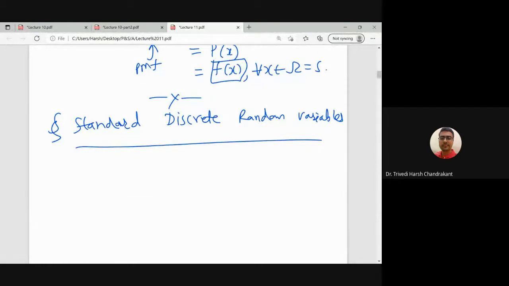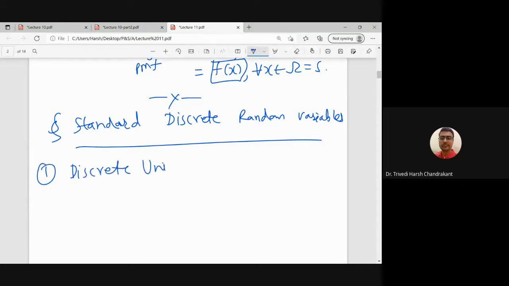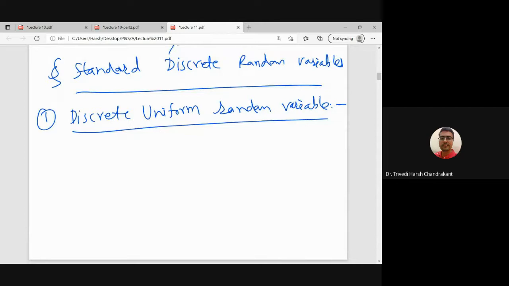So the first thing is the discrete uniform random variable. We know that if we toss a coin, there is a uniform probability function we can define. There are two outcomes, that means the probability of each outcome is half. If we roll a die, then the probability function is the uniform probability function. There are 6 outcomes, so for each outcome the probability is 1 by 6. Basically here we are discussing a finite sample space.